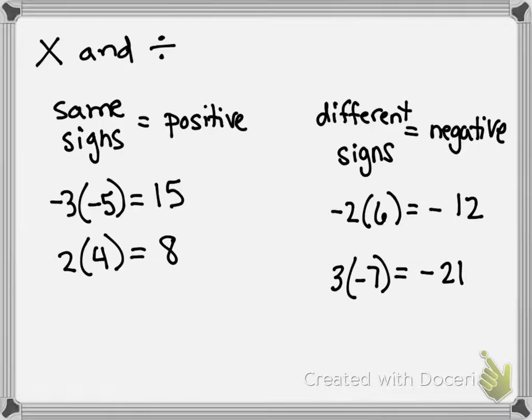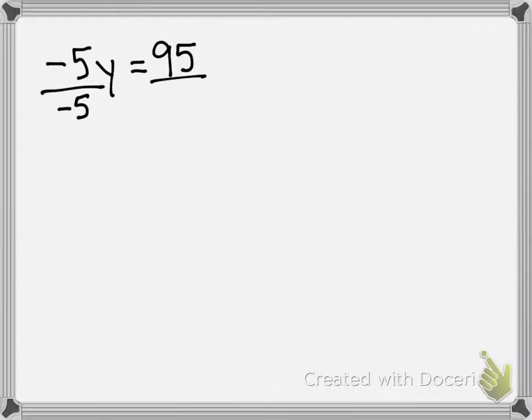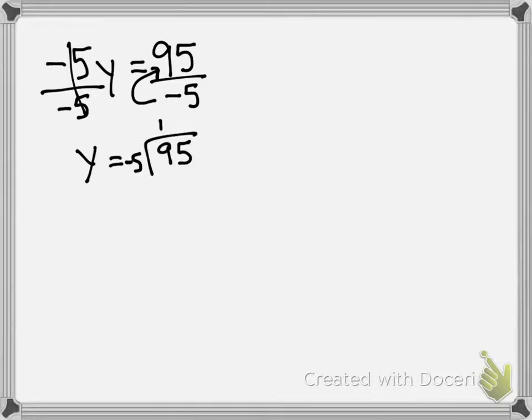So let's use our integer rules in our one-step equations. Our first equation is negative 5y equals 95. This is a multiplication equation, so the inverse of multiplying would be to divide. The coefficient here is negative 5, so we're going to divide by negative 5 on both sides. Negative 5 divided by negative 5 is 1y. On the other side, I need to divide 95 by negative 5. It goes in 1 time, 5.